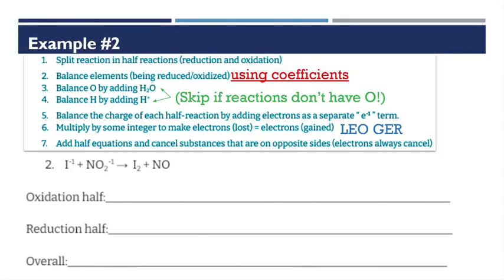So, in this example, even though we know there's going to be oxygen, which is going to make things a little bit different than that first example, we still start the same way, finding the oxidation number of our elements so that we can split our reactions into half reactions. Remember, things like I minus 1 label themselves. It's a minus 1. This I is a 0. So we can already tell that it's being oxidized.